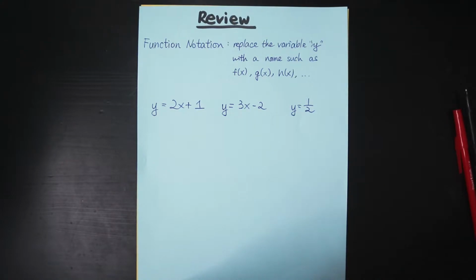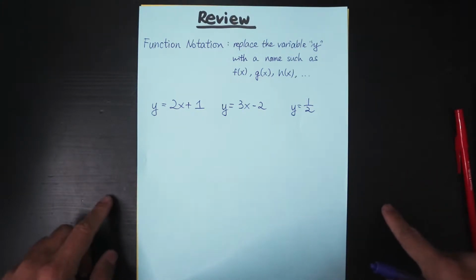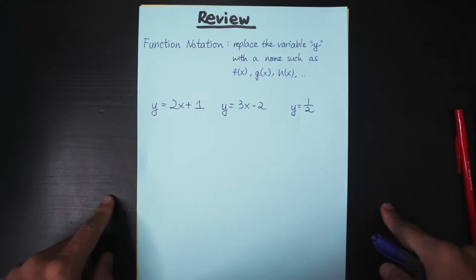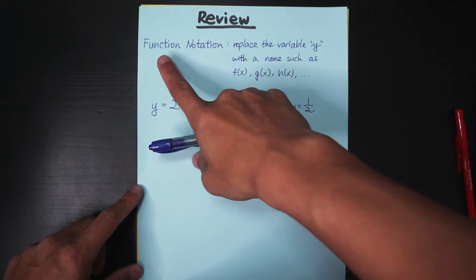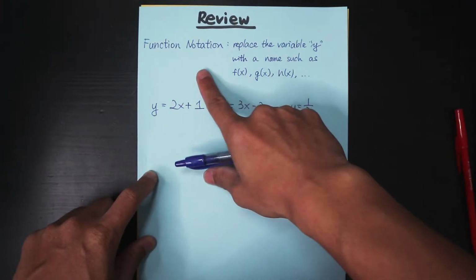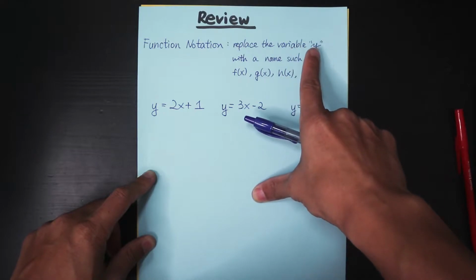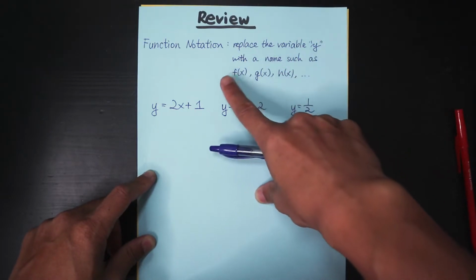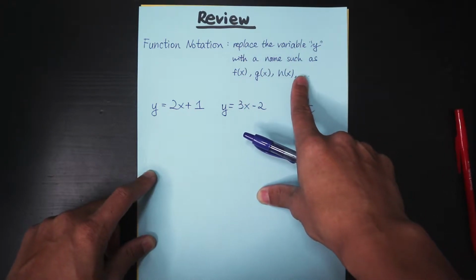Good morning, everybody. Today we are learning 3-2 linear functions day 2. And before that, we're going to do a very brief review on what function notation is from day 1 of 3-2. The whole point of function notation is to replace the variable y with a name such as f of x, g of x, or h of x.